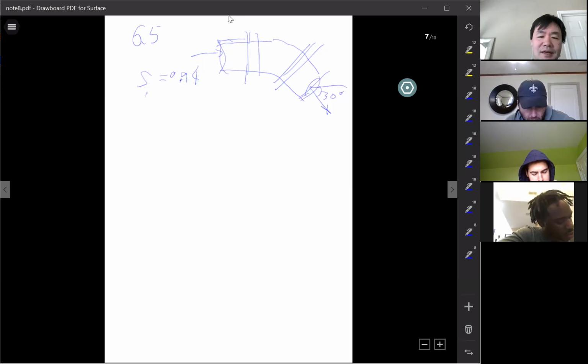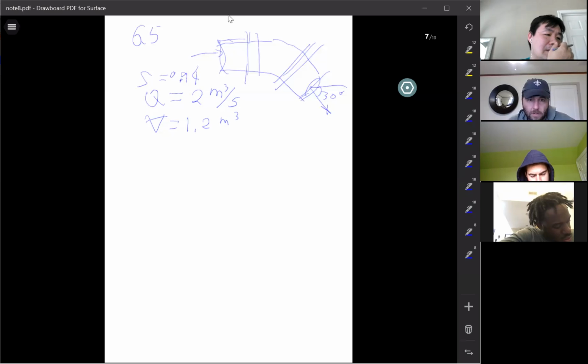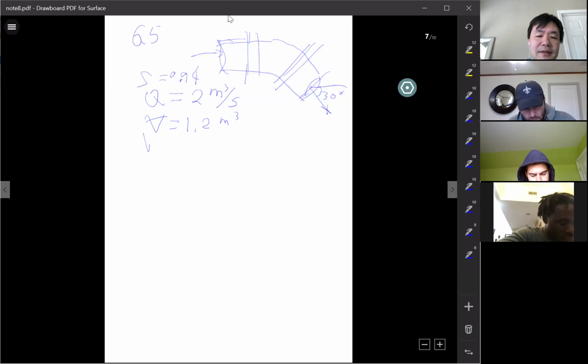It gave you the flow rate. This problem seems better. 2 cubic meters per second. This is the volumetric flow rate, right? It even gives you the volume of the entire bend, the volume of oil in the bend: 1.2 cubic meters. It's a lot of calculation, but it probably is easy. The empty weight of the bend is 4 kilonewtons.